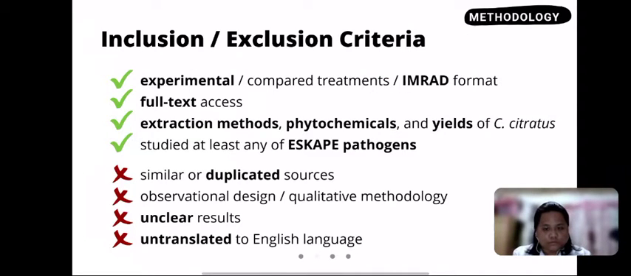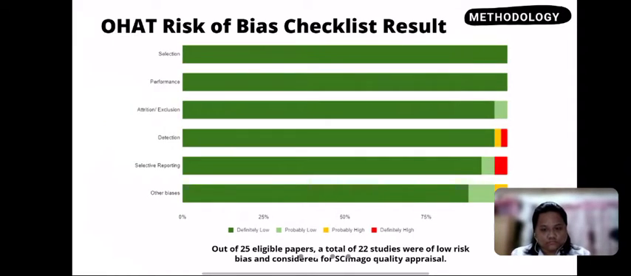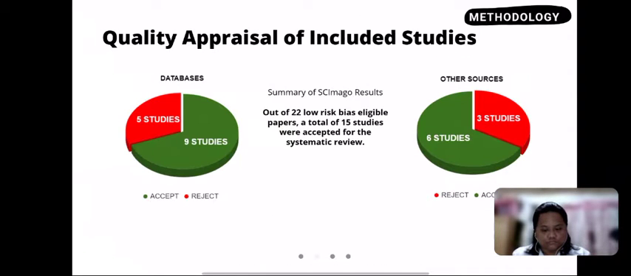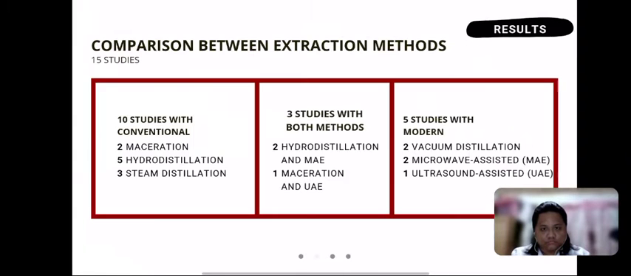This slide presents the inclusion and exclusion criteria used in the study. For the next slide, the risk of bias results were summarized in a horizontal bar. And on this slide, the quality appraisal filtering is visualized with the rejected and accepted studies. Finally, out of 2,038 records from databases and 82 from other sources, 15 studies were included for data retrieval, processing, and analysis. For a quick summary, out of 15, 10 studies were found with conventional extraction methods, 5 with modern extraction methods, and 3 utilizing both methods.